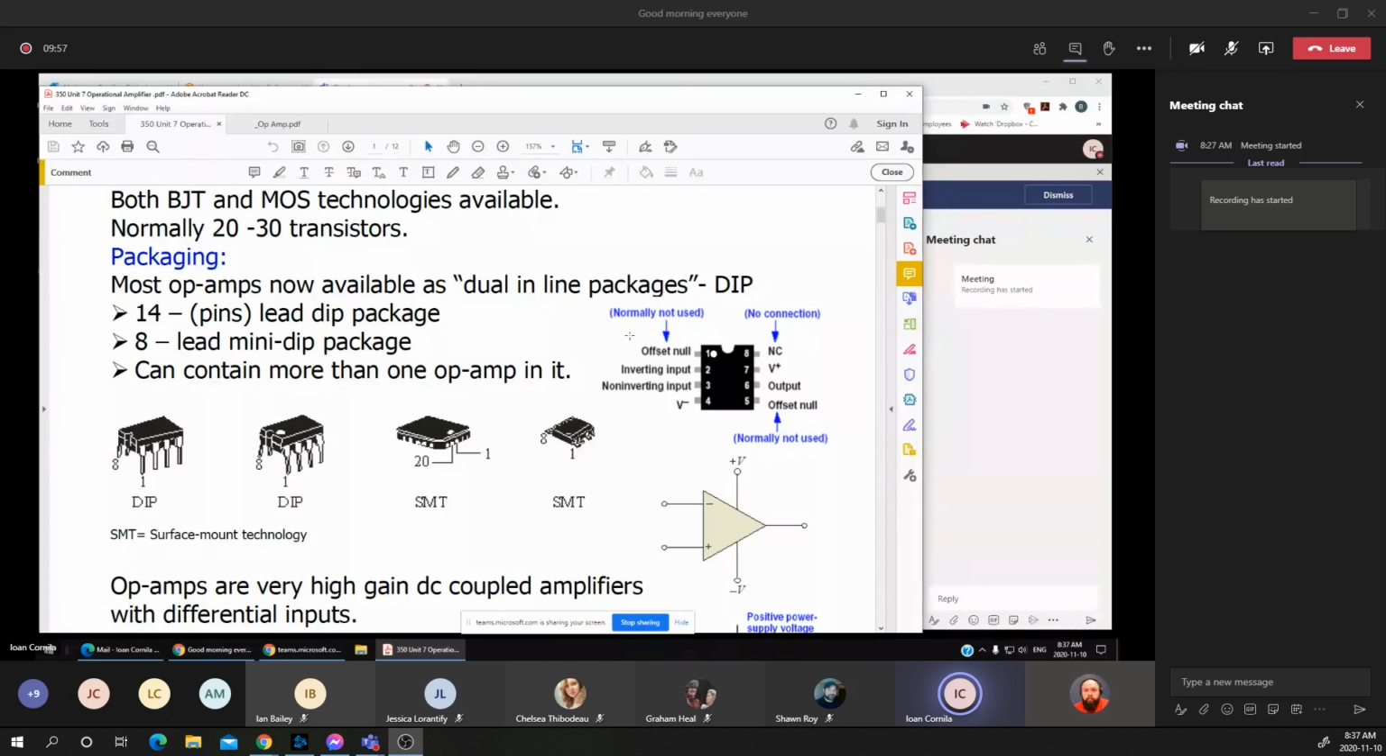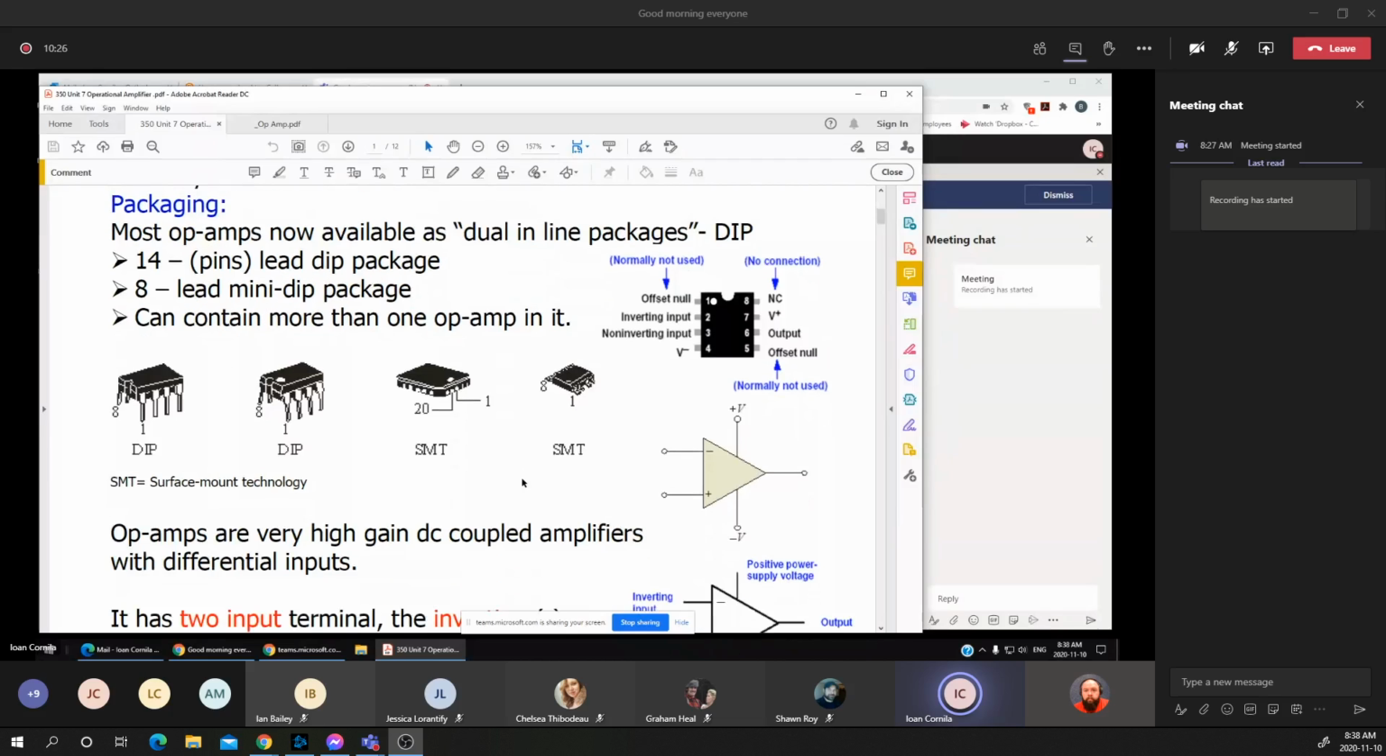We may see some integrated circuits that have a single inline, meaning all the pins are on one side of the package. Those are not operational amplifiers, they are simply amplifiers that have the whole amplifier circuit in a single integrated circuit.